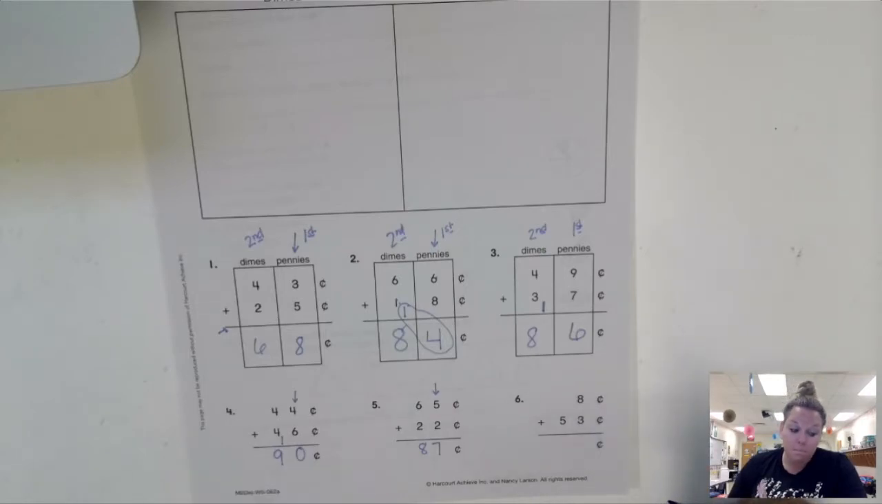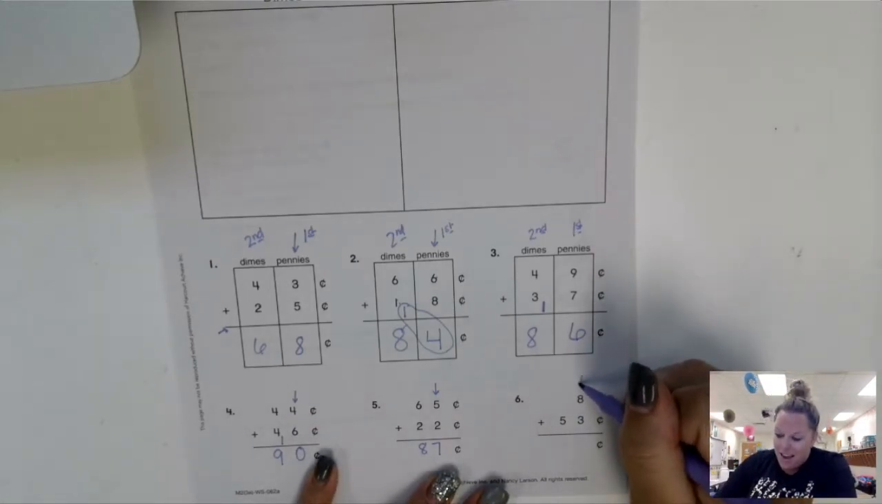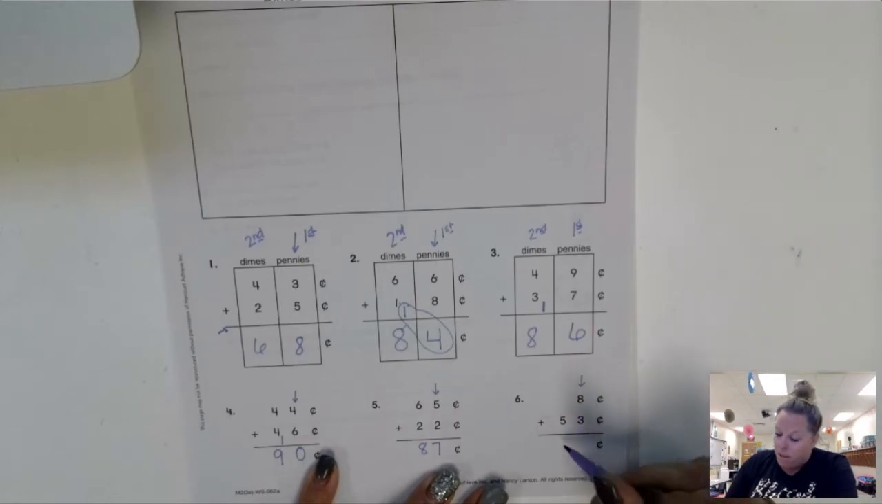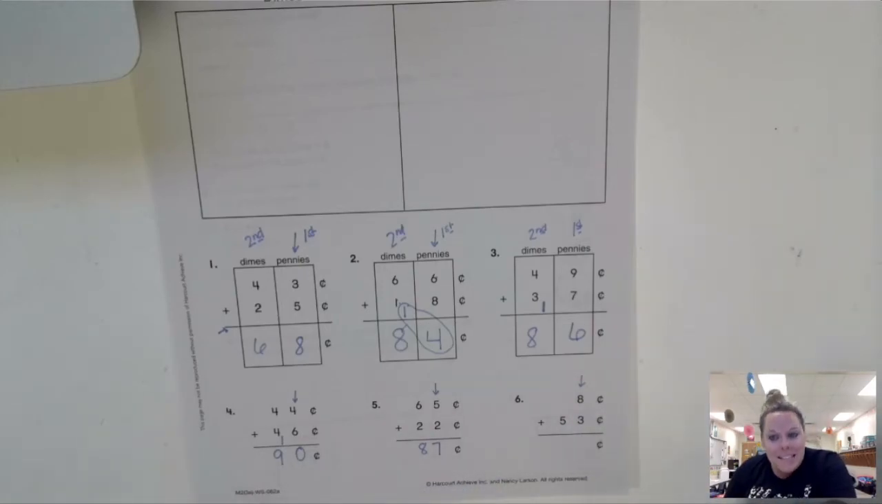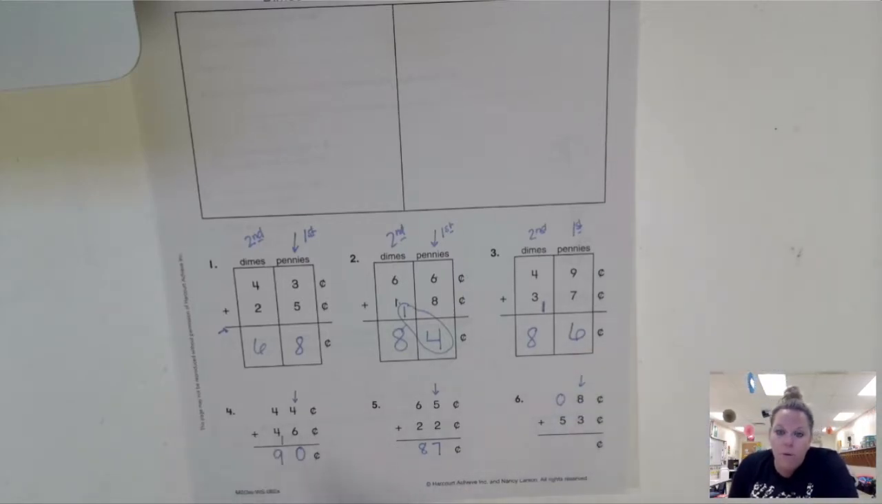Now, number 6 is trying to trick you. Don't let it trick you. Number 6 says this. 8 cents plus 53 cents. If there's 8 cents, are there any dimes? No. So what I'm actually going to do is I'm going to put a 0 in the dime spot so that I don't get confused.